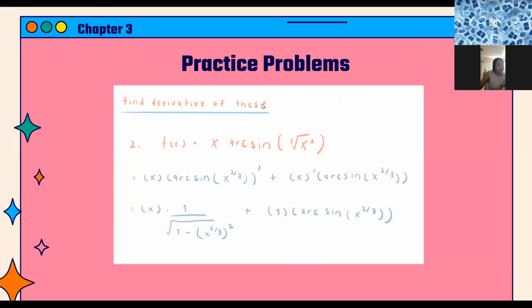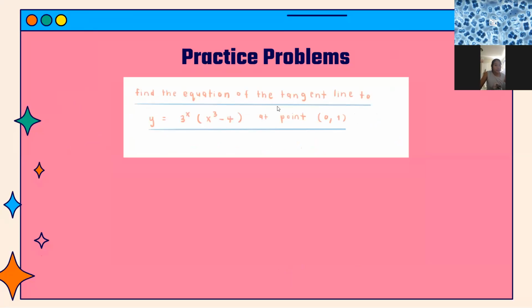Find the equation of the tangent line to y equals 3^x times (x cubed minus 4) at (0, 1). I'll give you some time and then just message me when you guys are done.